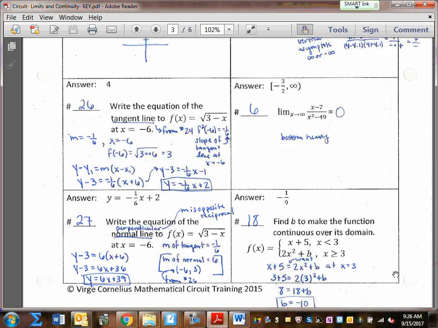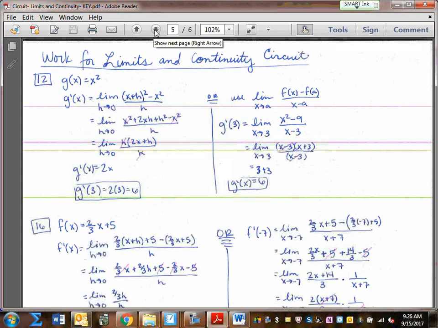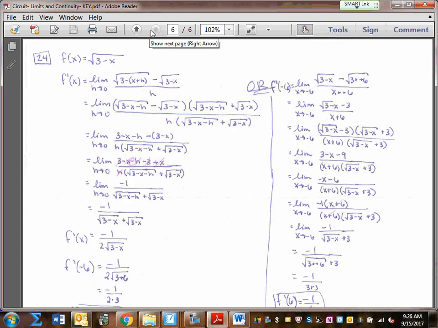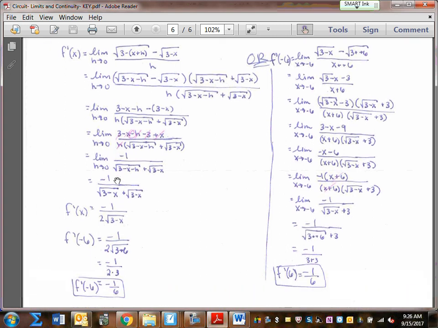Well, we know that we can find our slope by doing the derivative, our limit definition of that derivative. So when we do that, we actually had that from a previous problem, number 24. I'll go to work for that. So again, you could have either done the h limit definition or the a limit definition. And your slope was -1/6, I believe. So this is the slope of the tangent line.